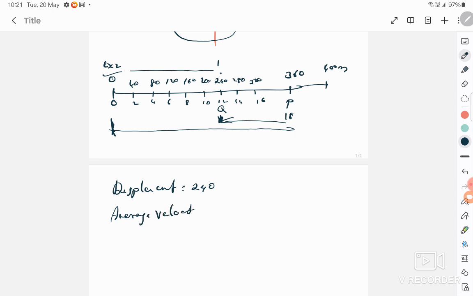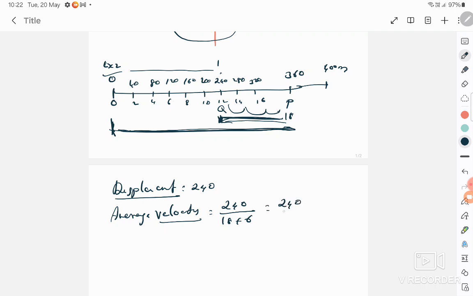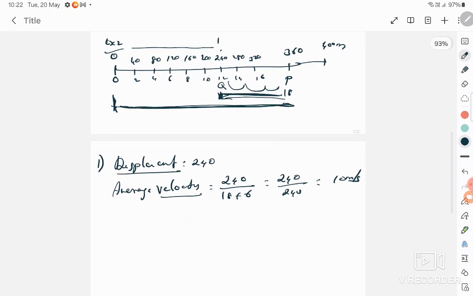Average velocity: displacement is a vector, velocity is also a vector, which is net displacement by time. The time taken will be the total time, which is 18 plus this extra time, which is 2 plus 2, 4, 4 plus 2, 6. So 18 plus 6 is the total time taken. Then 240 is the displacement divided by 24 seconds, which will make it 10 meters per second, the average velocity. You understood what is the displacement, just change in position. The initial is here, the final is here, and so the change in position is just 240 divided by the total time taken.